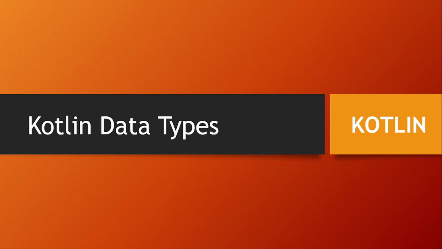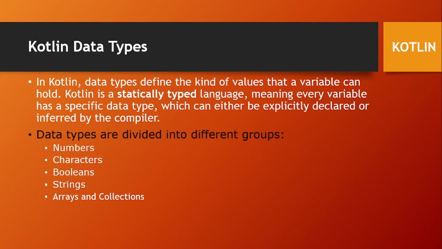Today we are going to discuss Kotlin data types. So let's see what data types are in Kotlin. As per its definition, data types define the kind of values that a variable can hold. Kotlin is a statically typed language, meaning every variable has a specific type. So before we store the variable, we are going to define its type.